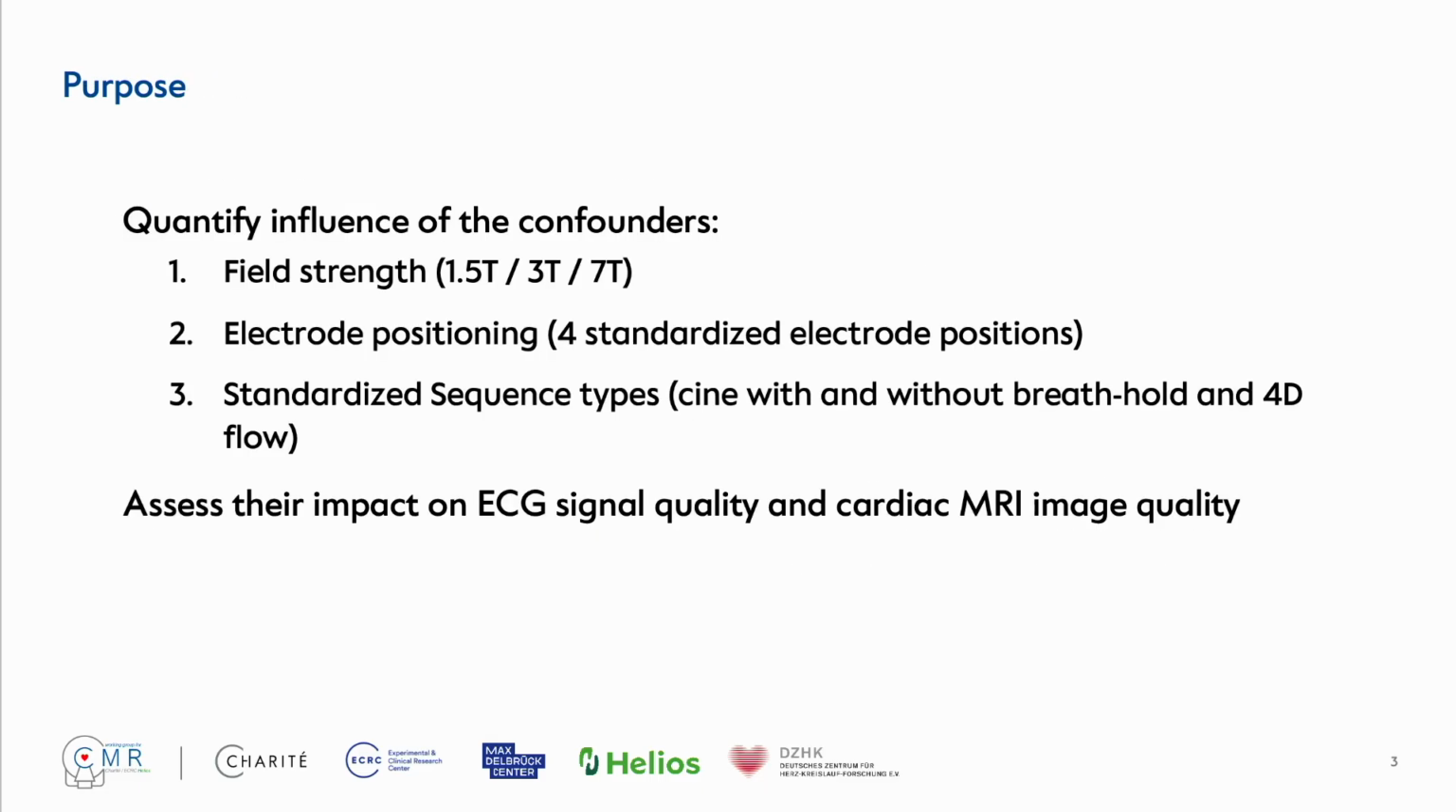Therefore, the aim of this study was to quantify the influence of several confounders on ECG signal quality, namely the field strength, 1.5T, 3T and 7T, 4 standardized electrode positions, and standardized sequence types. In our study, we looked at Cine sequences with and without breath hold and 4D flow sequences to assess their impact on the ECG signal quality and the cardiac MRI image quality.